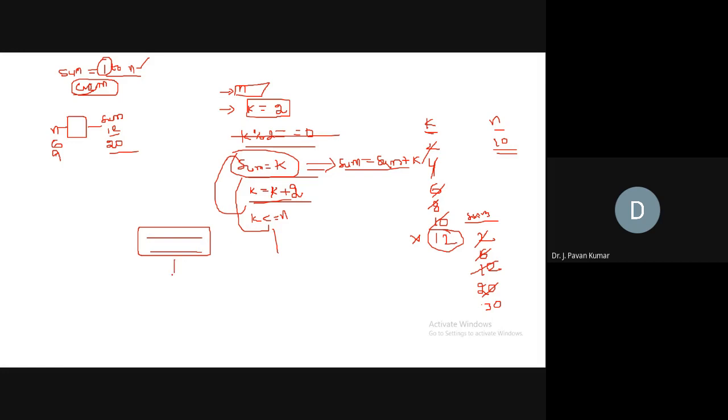After this, we have to check the condition. What is the condition? Whether k is less than or equal to n or not. That condition we will be putting. If this condition is true, then we will keep on repeating this. Understand?